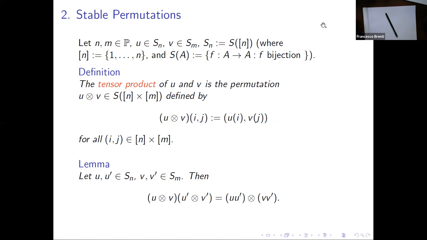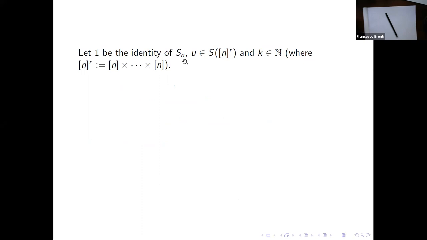So now I will denote by 1 the identity of the symmetric group. And I will take a permutation u of n to the r, by which I mean the Cartesian product of the integers from 1 up to n with themselves r times. So a permutation of this discrete hypercube. And I take a non-negative integer k. And I will define another permutation, psi sub k of u. This is a permutation of a bigger hypercube, n to the r plus k.